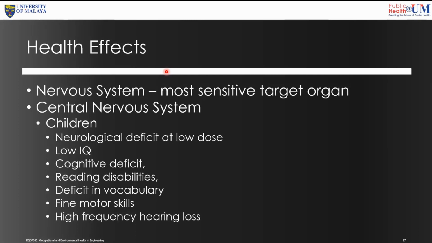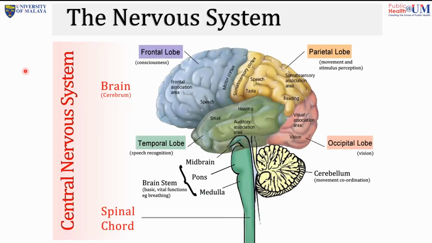In a child that's exposed to lead, you can have neurological deficit at low dose, lower IQ, cognitive deficit, reading disability, deficit in vocabulary, fine motor skill, and also high frequency hearing loss. So that is the effect of lead on the central nervous system, especially in children. Currently, there's not much problem with lead exposure in children because we have changed from leaded to unleaded petrol.